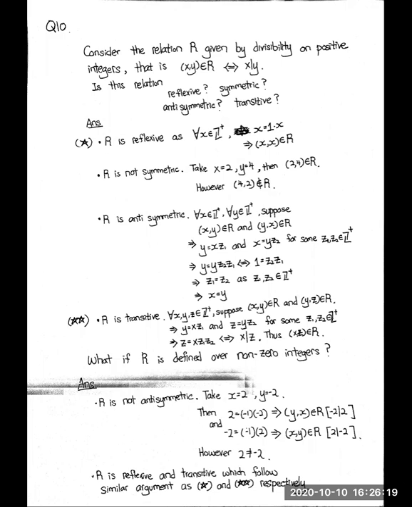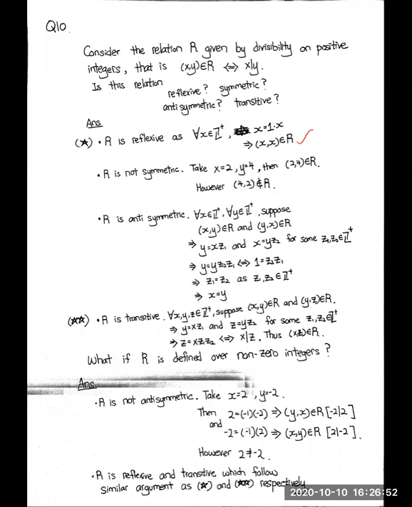Then you can write x equals 1 times x, because x divides x. Therefore, (x, x) is an element in R. Done. Reflexive. However, it's not symmetric. Why? In this case, we just need to give one counter example. If you take x equals 2 and y equals 4, then we know that (2, 4) is an element in R because 2 divides 4. But 4 does not divide 2.